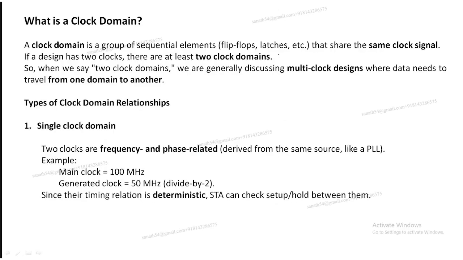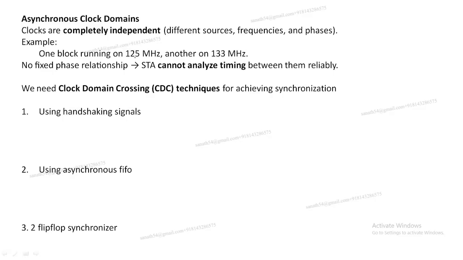I told you there are three methods in asynchronous clock domains, which are the clock domain crossing techniques. One is using handshaking signals, another is using an asynchronous FIFO, and the next is using flip flop synchronizers. Using handshaking signals is not that preferable, so we use flip flop synchronizers as well as asynchronous FIFO.